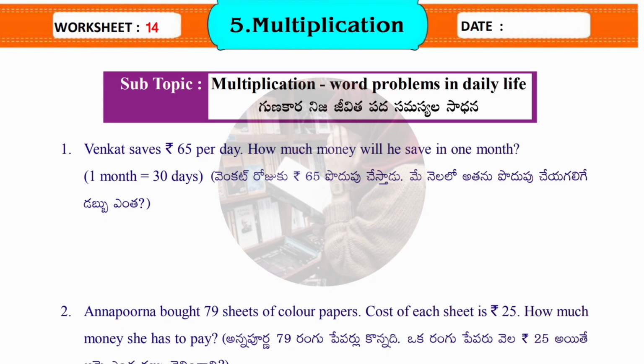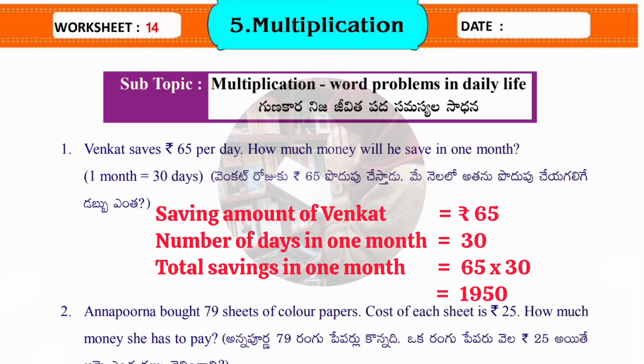Venkat saves rupees 65 per day. How much money will he save in 1 month? In 1 month 30 days are there, which is given here. Sometimes we have 31 days also, but here only 30 days are given. Okay, let's see the answer.